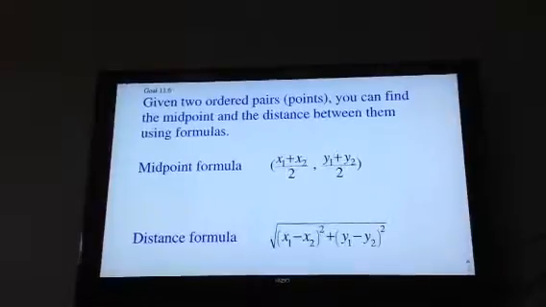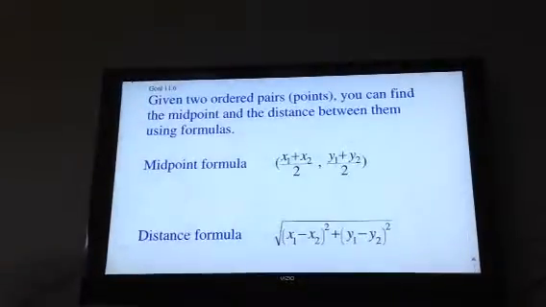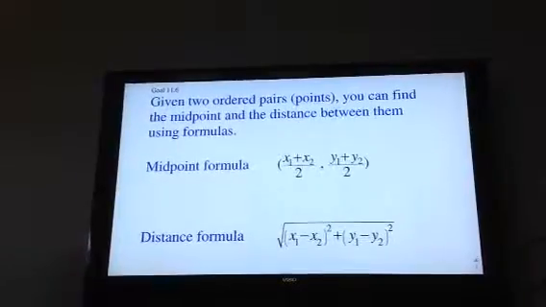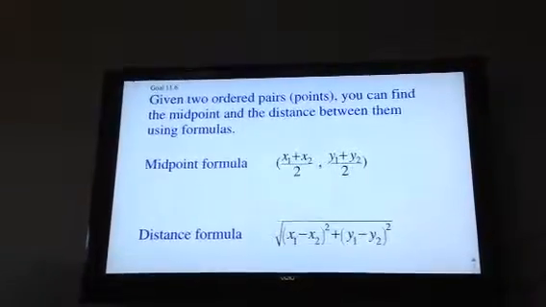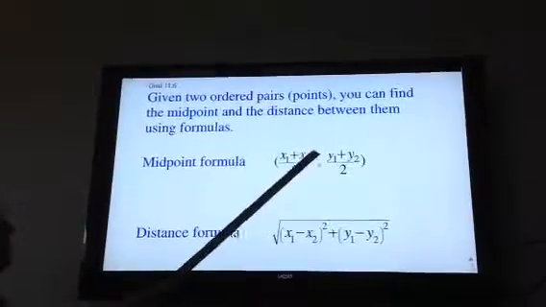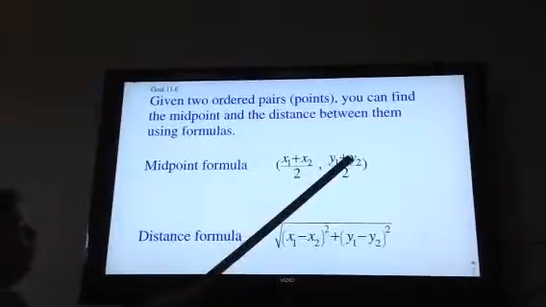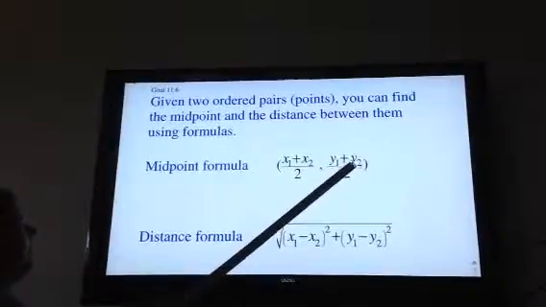Okay? So two formulas that you'll need to know. One is the midpoint formula. The midpoint formula is easy. Think about it. It's like finding an average of something. For the midpoint formula, you take the two x values, you add them together, divide by 2. The middle of it, the average of it. For the y coordinate, you take the y's and you add them together and you divide by 2.